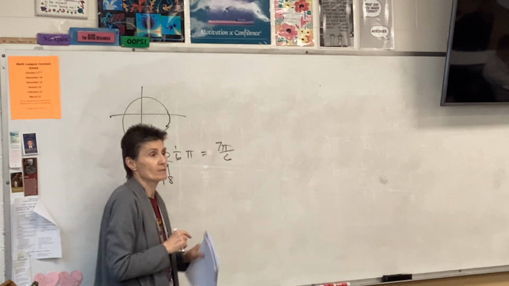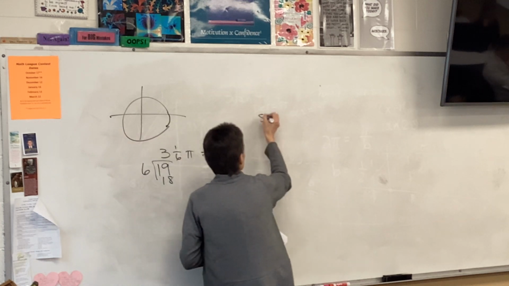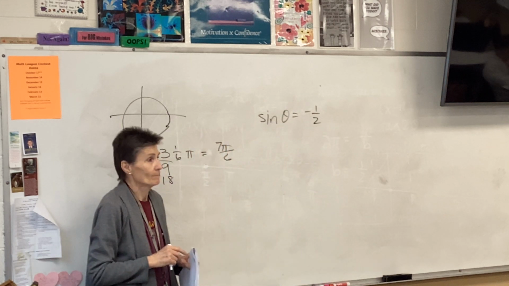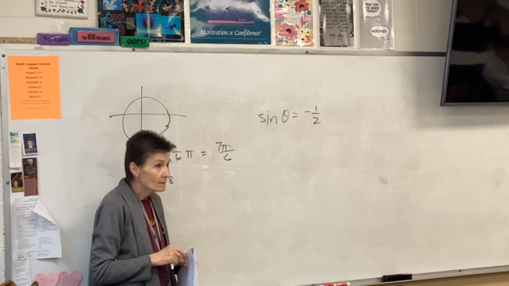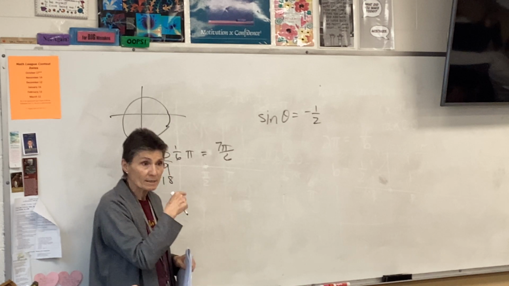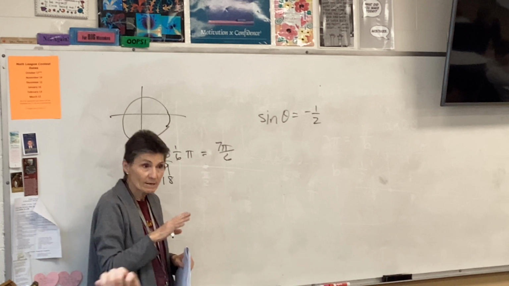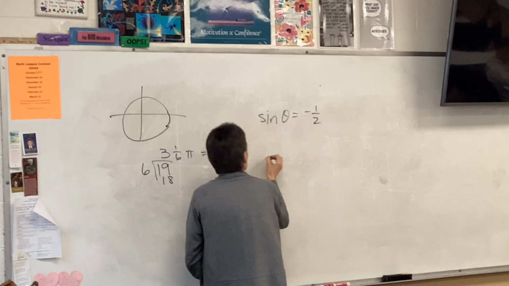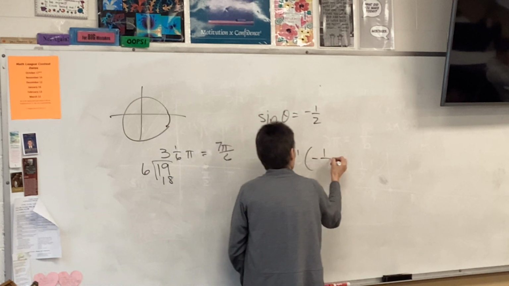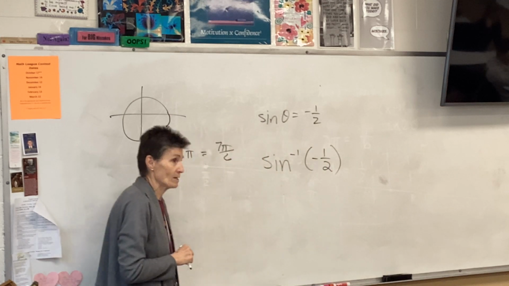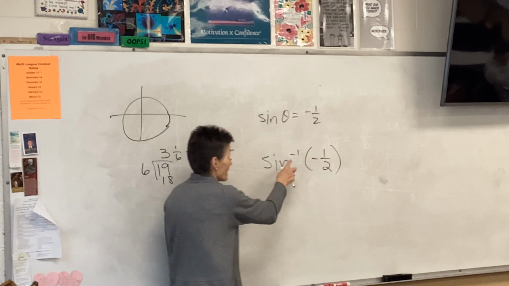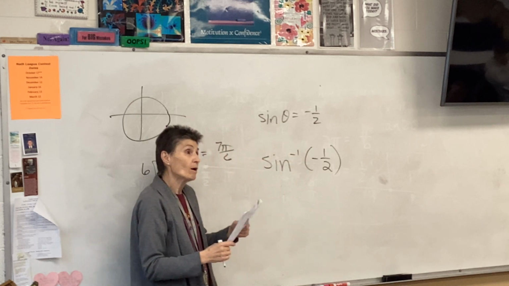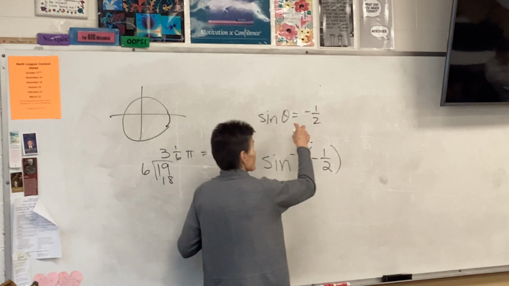How many solutions are there when we say the sine of the angle is negative 1/2? How many answers are there? Infinitely many. Some in quadrant 3, some in quadrant 4, but there are infinitely many of them. So when it comes time to answer that question, what does that little negative 1 always mean? The inverse.